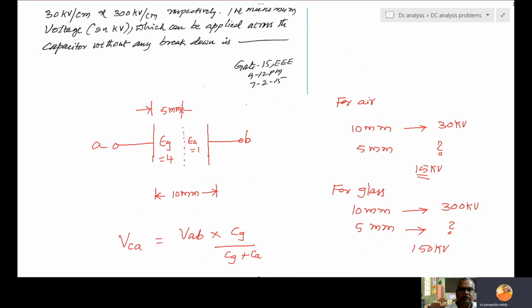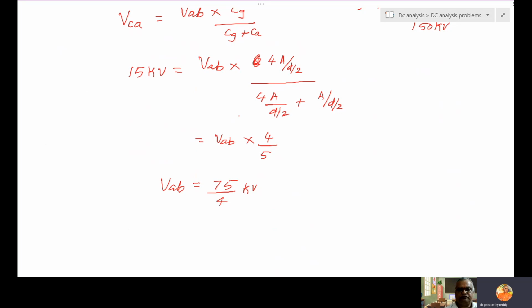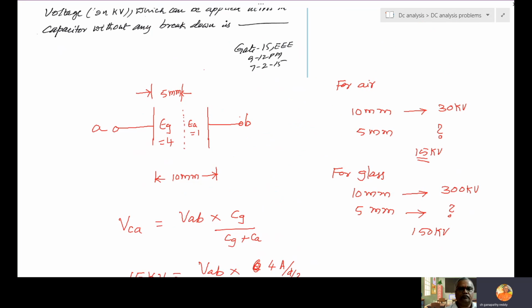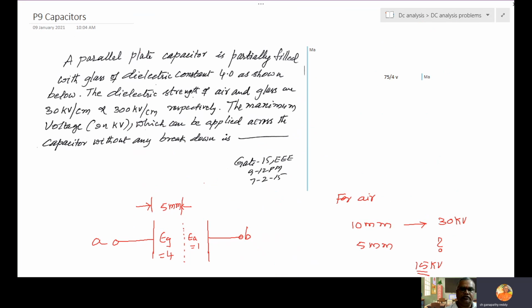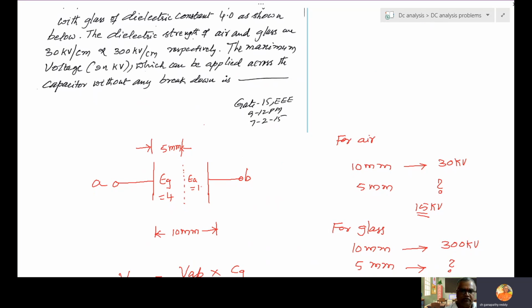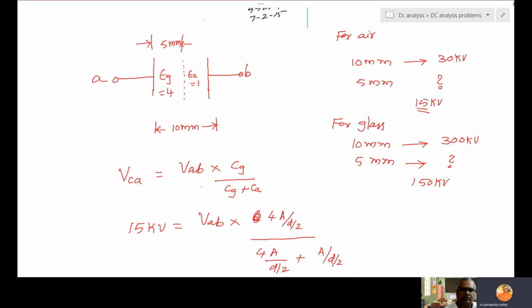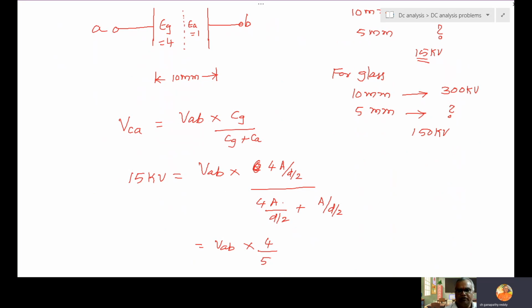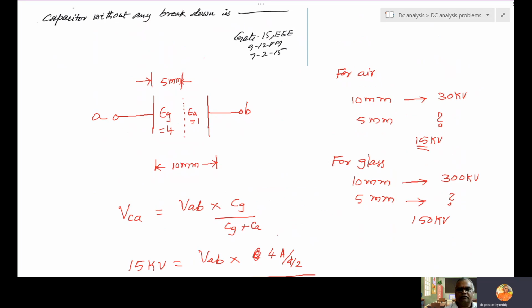So like this we can answer. I hope you understand this problem. The maximum voltage in kV which can be applied across the capacitor without any breakdown: the glass capacitor anyway cannot break down, but the air capacitor can break down because it is air only. So if that is protected, the entire capacitor will be protected. So that's the problem.